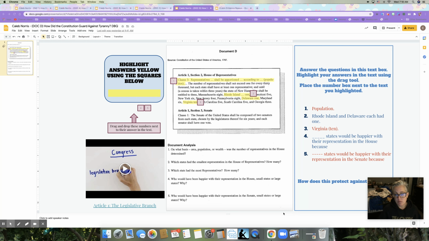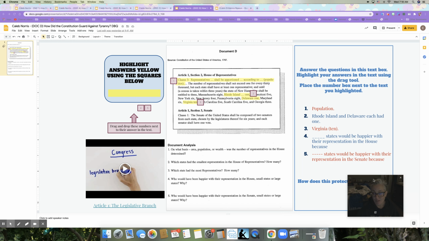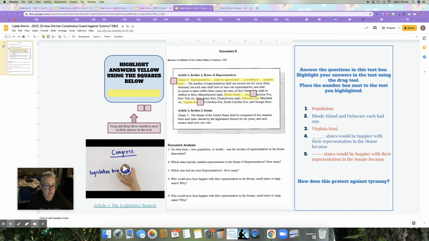Okay. The ones I want to focus on are numbers 4, 5, and then the one that for whatever reason didn't make it to our DBQ document, which is really what every other document has had: how does this information that's in this document connect to the idea of protecting against tyranny? So that's the answer that we're going to discuss today, and the one that I will have you write in the discussion thread down below.